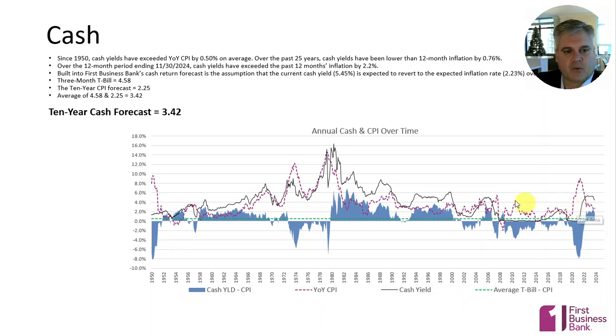And so with that, we're going to average the current yield of about 4.58 with a longer term expectation of 2.25. And then we think between now and the next 10 years, we're going to work our way down towards that 2.25. So that gives us a weighted average of about 3.4. So we expect cash yields to continue to come down a little bit over the next 10 years from where they are currently.